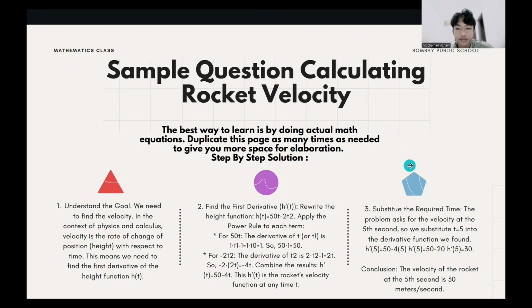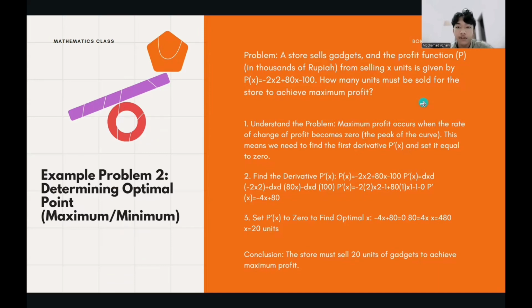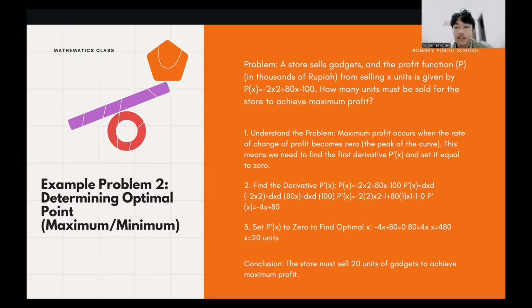Next, example problem 2, determining optimal points, maximum and minimum. A store sells gadgets and the profit function in thousands of rupiah from selling x units is given by P of x equals negative 2x squared plus 18x minus 100. How many units must be sold for the store to achieve maximum profit?